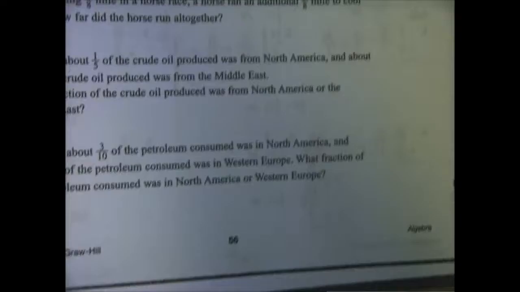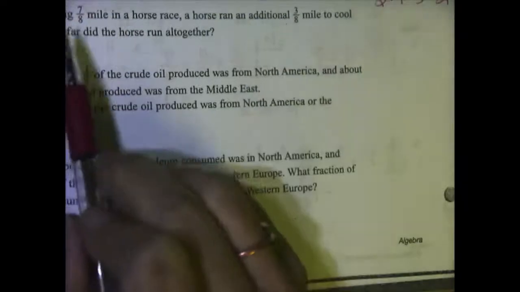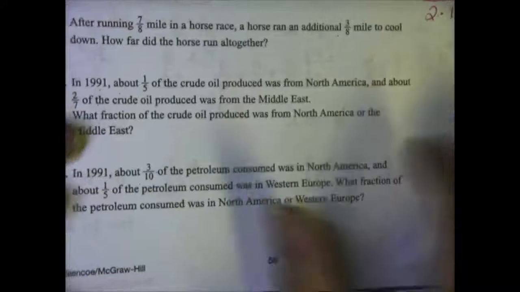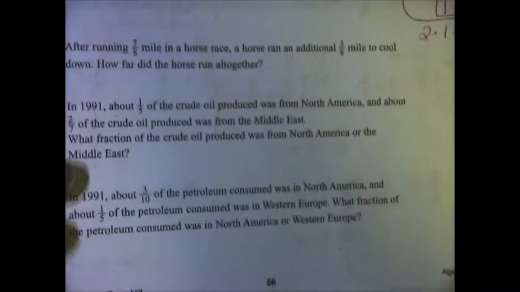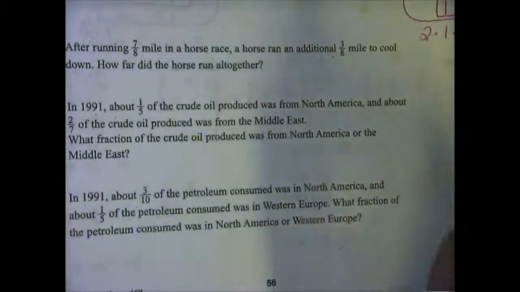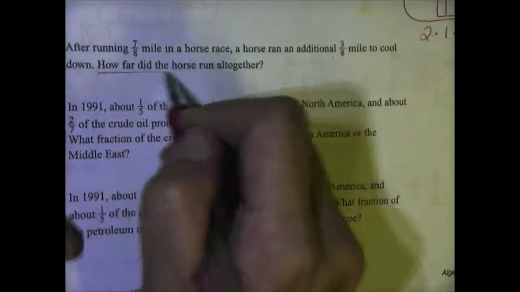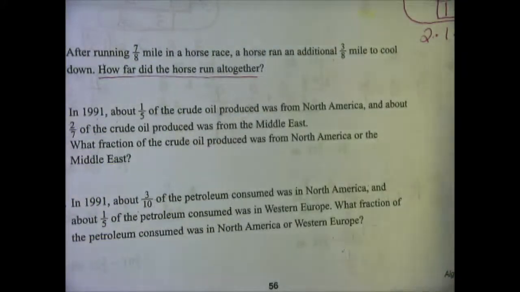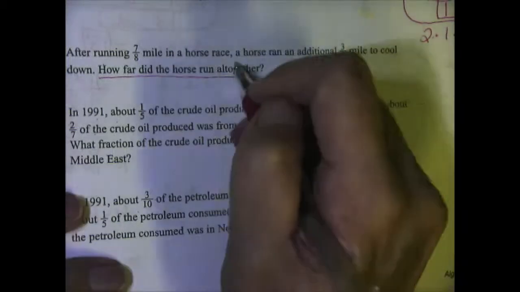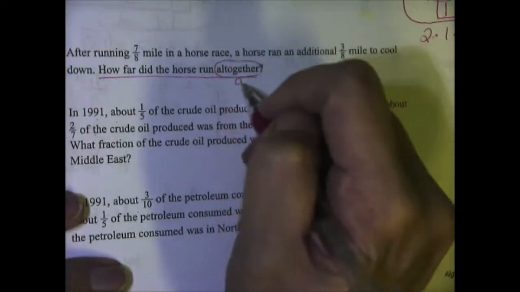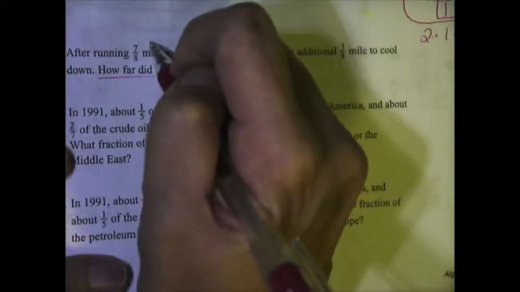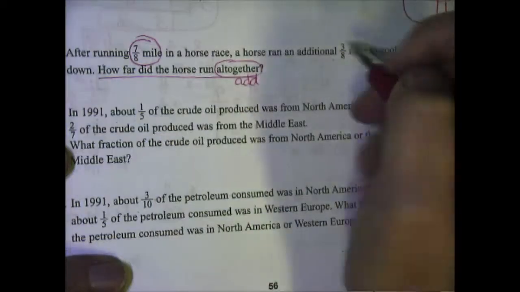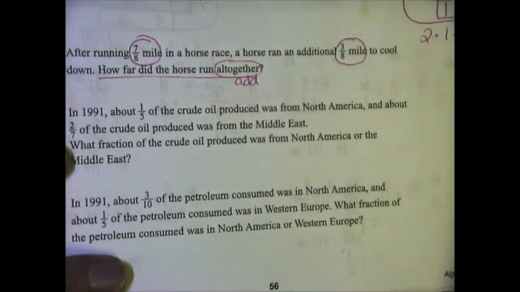All right, let's take a look down at number 22. After running 7/8 of a mile in a horse race, a horse ran an additional 3/8 of a mile to cool down. How far did the horse run altogether? There's our question. We're always going to underline our question. We know that the word altogether generally means to add. We're going to circle our important information, 7/8 of a mile, 3/8 of a mile.